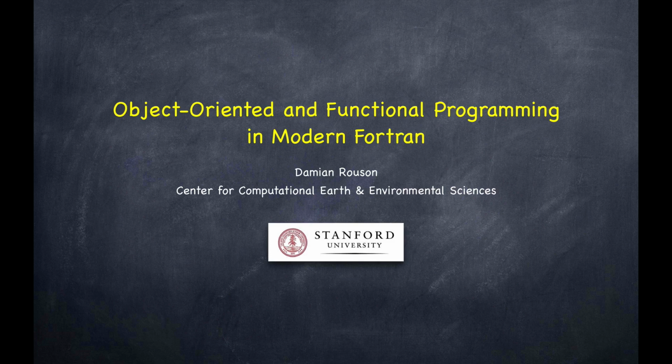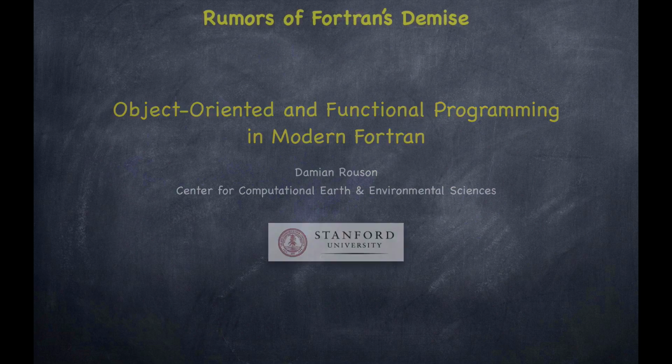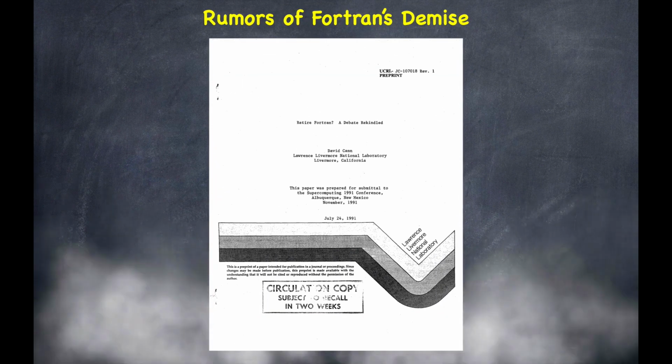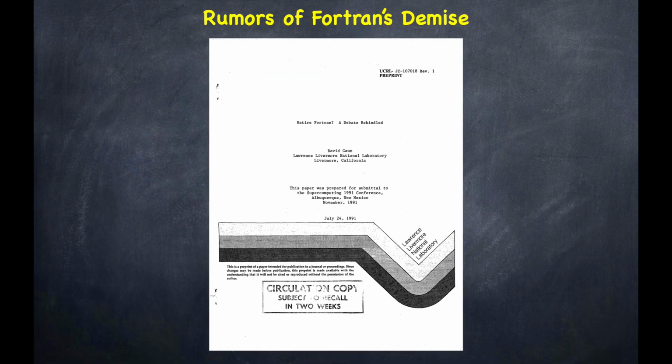And now we're going to talk about the object-oriented and functional programming features in modern Fortran. For much of Fortran's history, people have been plotting the language's demise. On several occasions, the plotters have actually thrown down the gauntlet and made public calls for retiring the language. It turns out that the statements made in such proposals, however, make a really nice backdrop for describing modern Fortran.